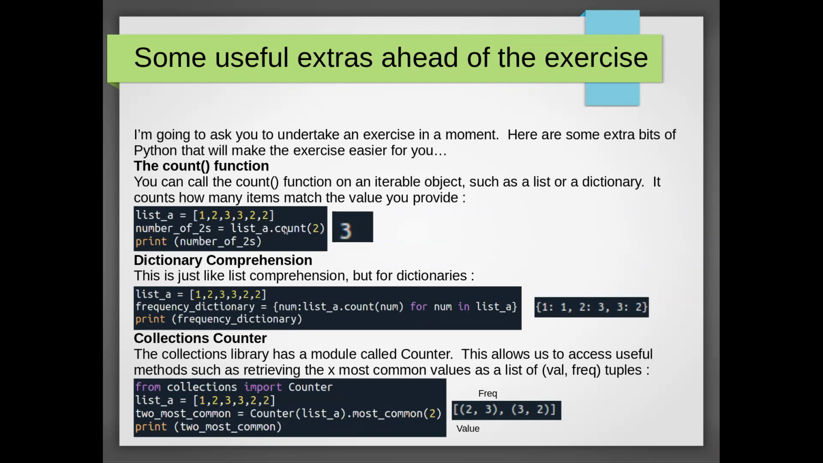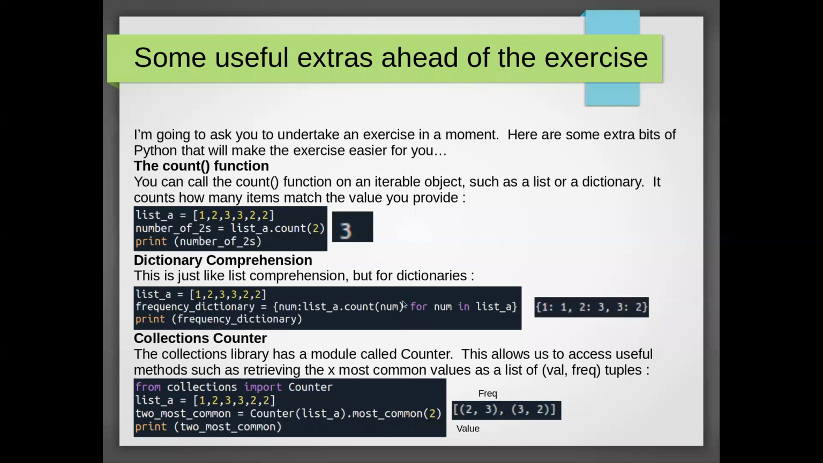Then I can call the count method of the list, and I can just pass in the value I want to count. So if I pass in the value of 2, it'll count how many 2s there are, and then I can print that, and I can see that I get number 3, which is correct. So that's a really handy little method that you can use more generally, and certainly will be handy in this exercise. There's also something known as dictionary comprehension.